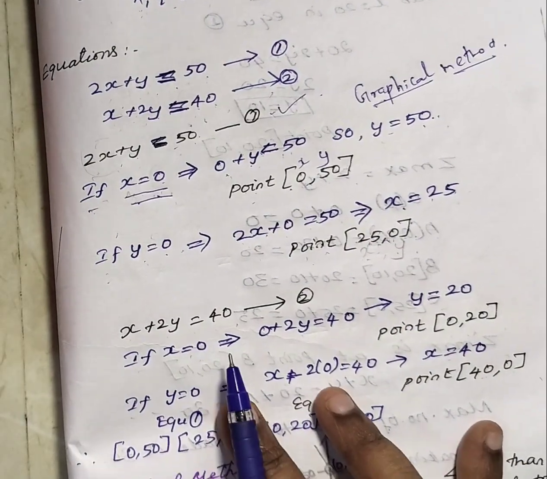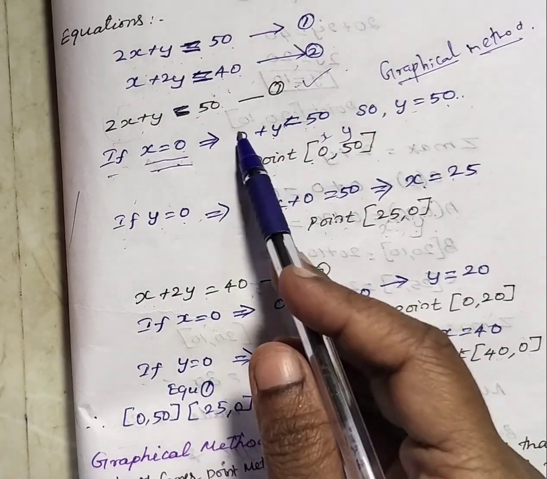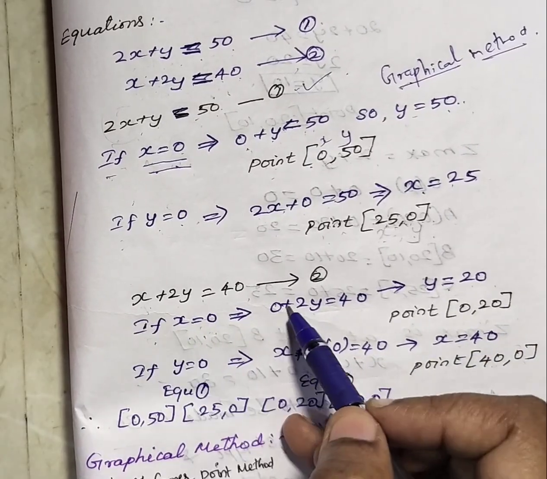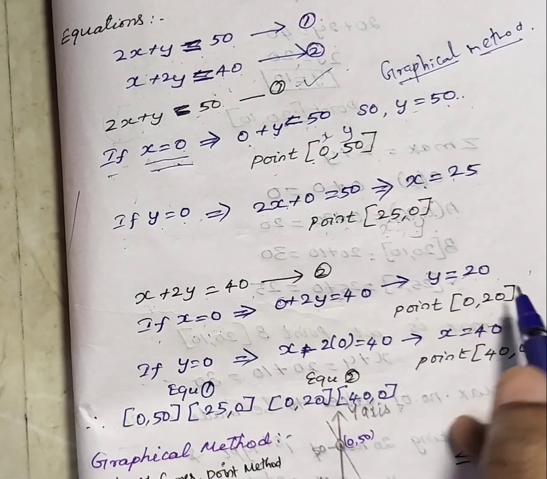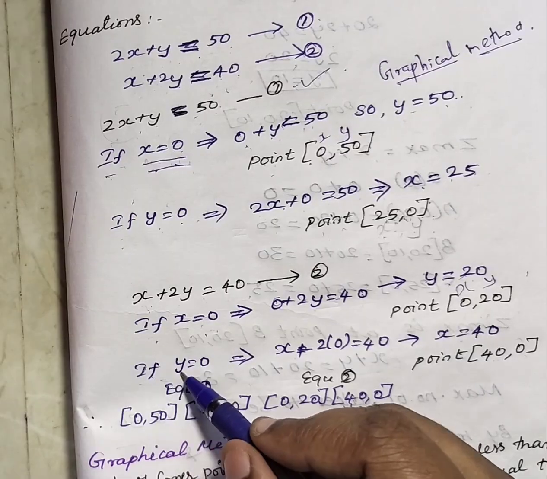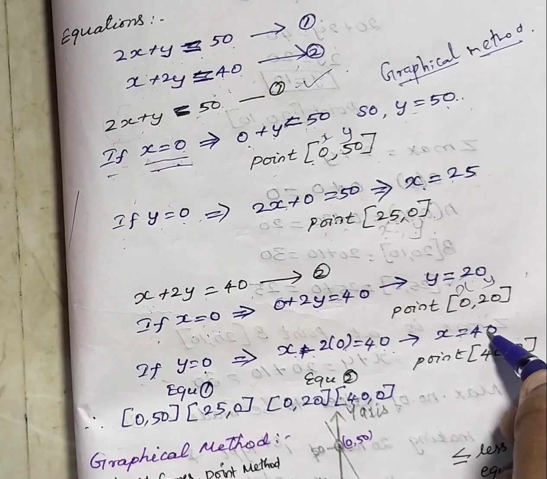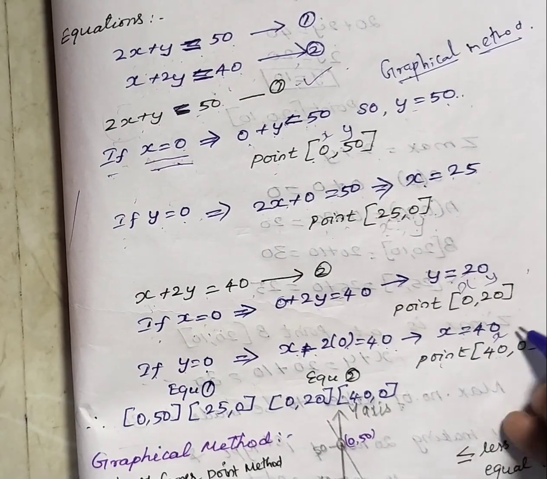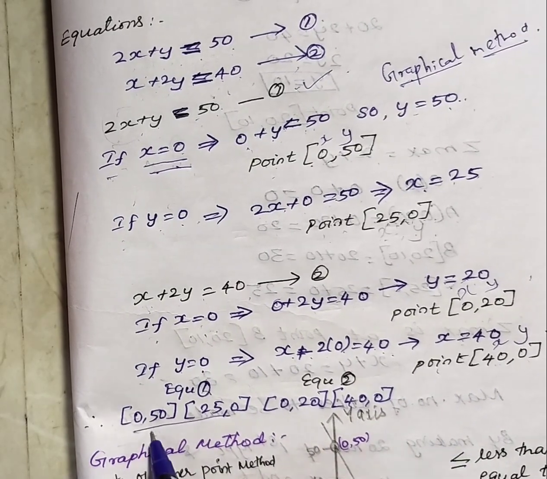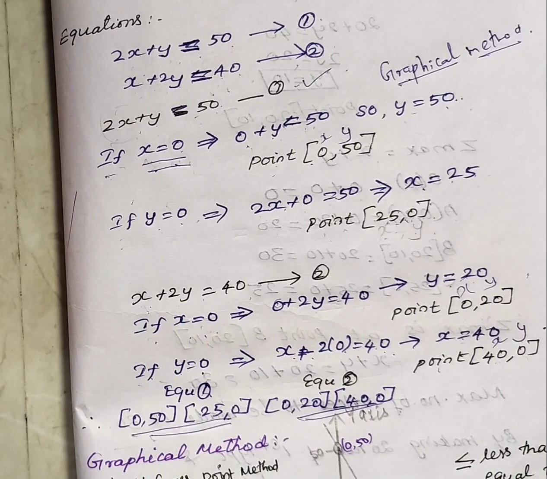Now, next step, we are taking the second equation and substituting in the same way. If x is equal to 0, then 0 plus 2y is equal to 40, so y is equal to 20. The point will be x is equal to 0, y is equal to 20. Again, if y is equal to 0, then x plus 2 into 0 is equal to 40, so x is equal to 40. The point will be x 40, y 0. From equation 1 we got 2 points, and from equation 2 also we got 2 points. Now we have 4 points.